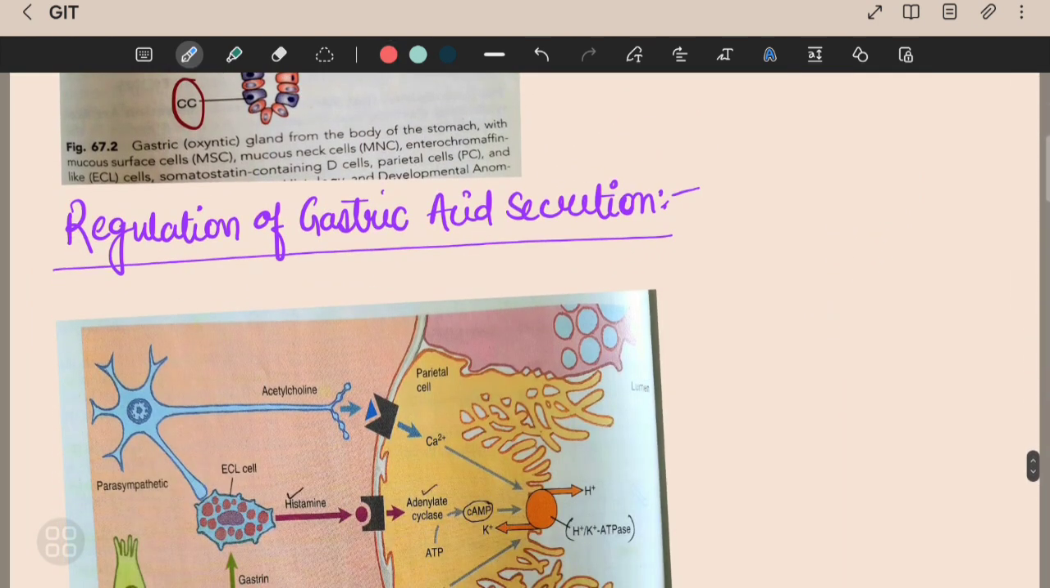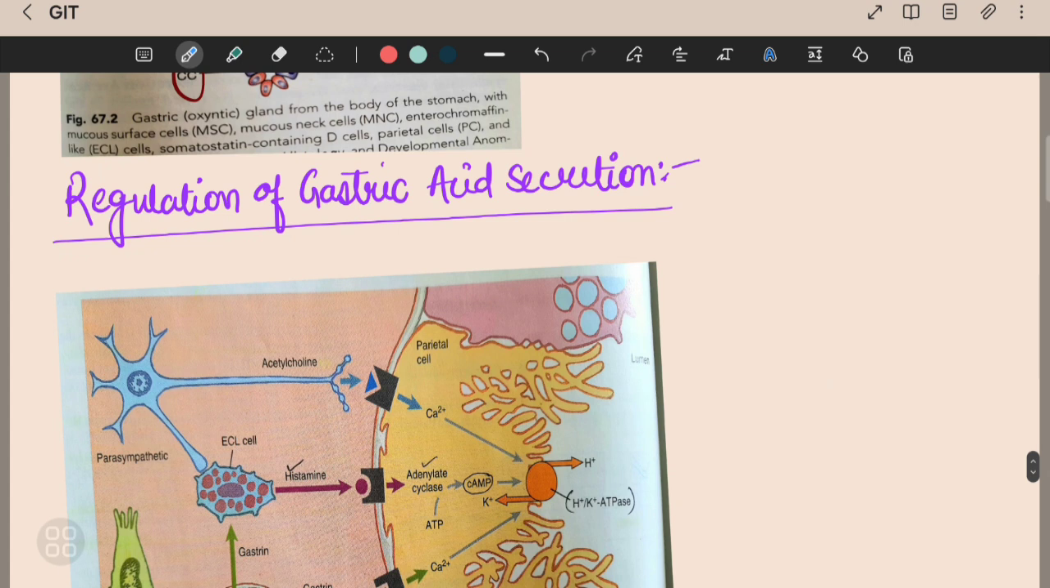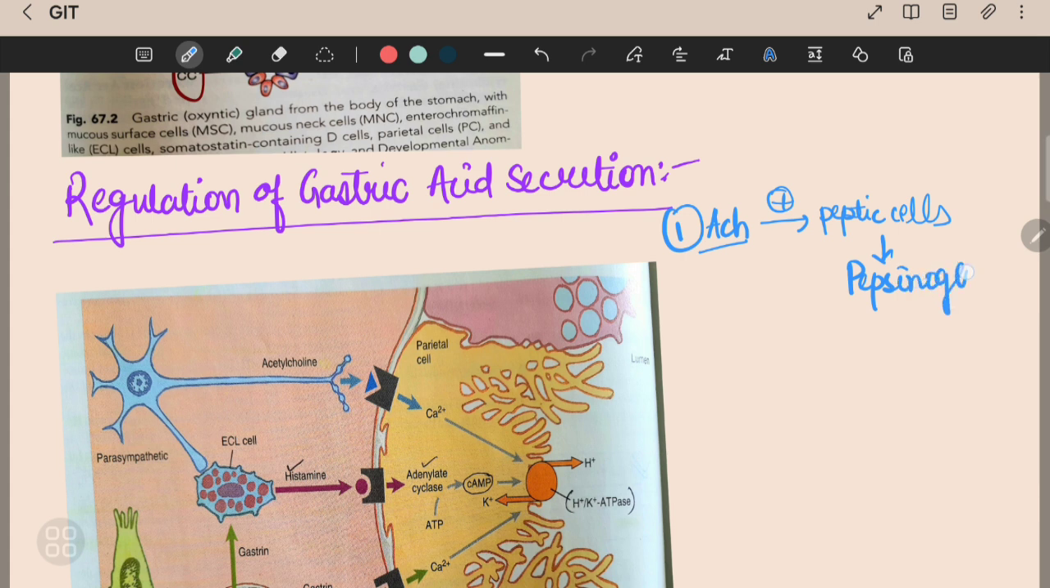Okay, now coming on to the regulation of gastric acid secretion, which is mainly controlled by factors like acetylcholine, gastrin and histamine. Talking about acetylcholine first: acetylcholine, released from parasympathetic stimulation, will excite secretion of pepsinogen by the peptic cells. So pepsinogen is produced, an important protein digesting enzyme. This is a zymogen, or a pre-enzyme, that will be converted into pepsin.